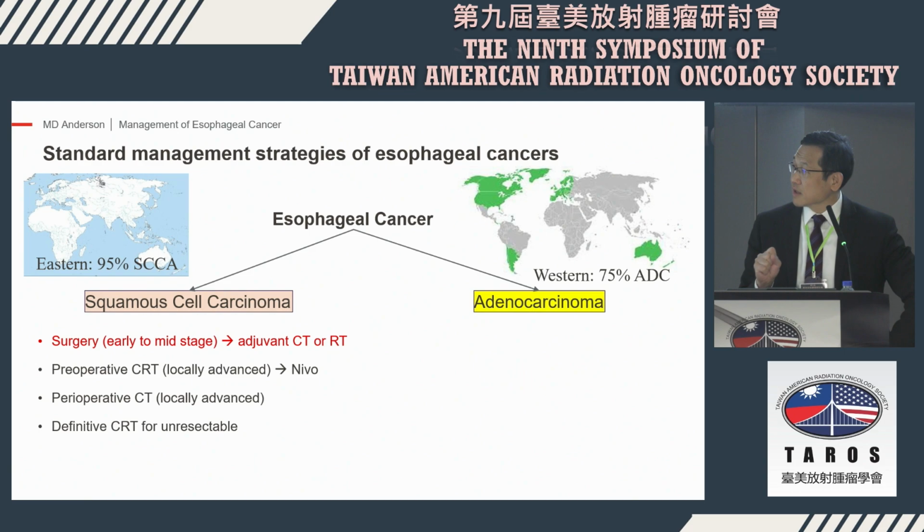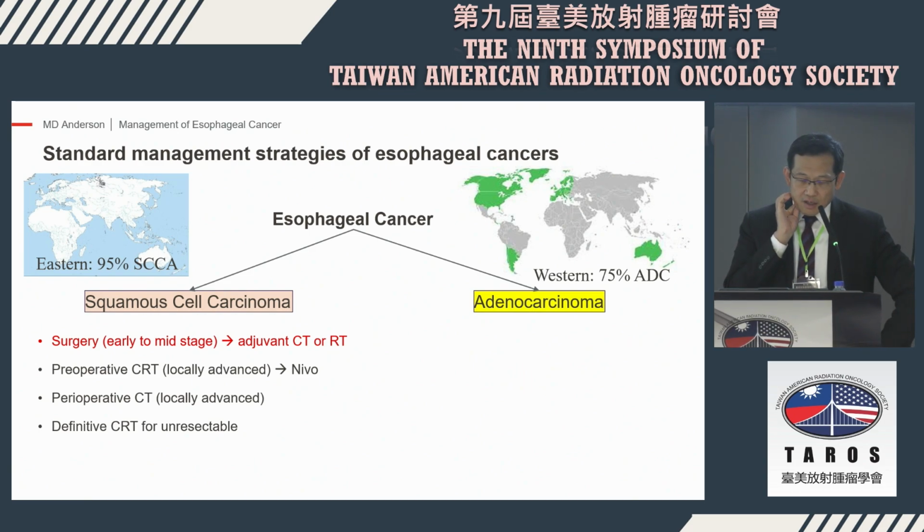For squamous, even in early stage disease, surgery is primarily for patients with early to mid stage cancers, and adjuvant chemotherapy or radiation is often used. But in more locally advanced disease, preoperative chemoradiation followed by nivolumab, or perioperative chemotherapy, especially in Japan, is still used. And in patients with unresectable disease, definitive chemoradiation is the standard of care.